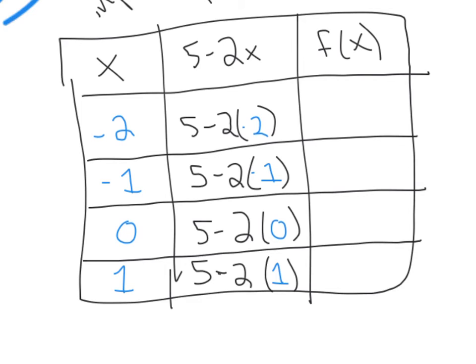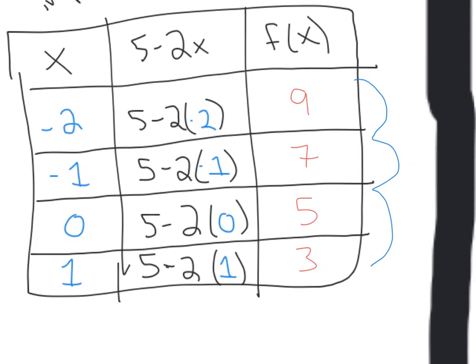Okay, so when I plug in negative 2 here, negative 2 times negative 2 is positive 4. 5 plus 4 would be an output of 9. All right, next one. I've got negative 1 times negative 2. That would be positive 2. Positive 2 plus that 5 gets you a 7. All right, this one's my favorite right here. Negative 2 times 0 is just going to be 0, and you are only left with that 5 there. All right, and last one. We plugged in 1 to our rule, and we get negative 2 times 1, which is negative 2. 5 minus 2 will get you 3.